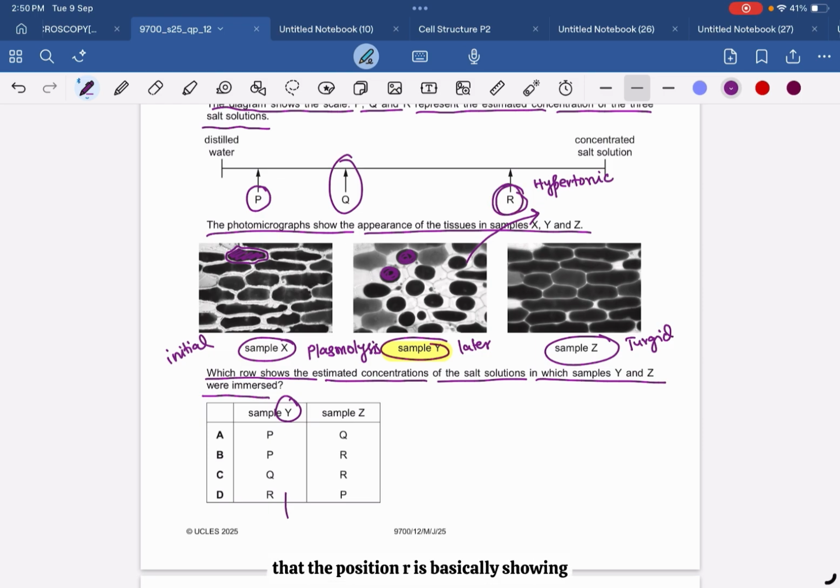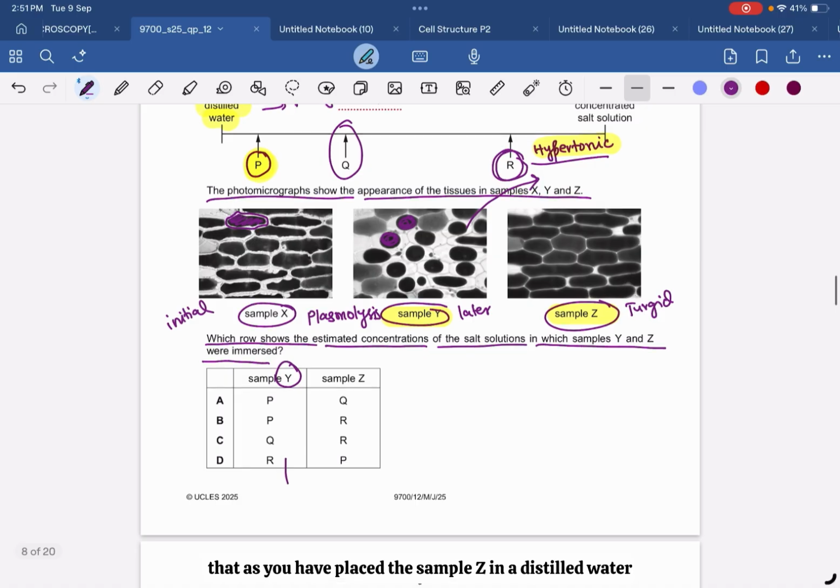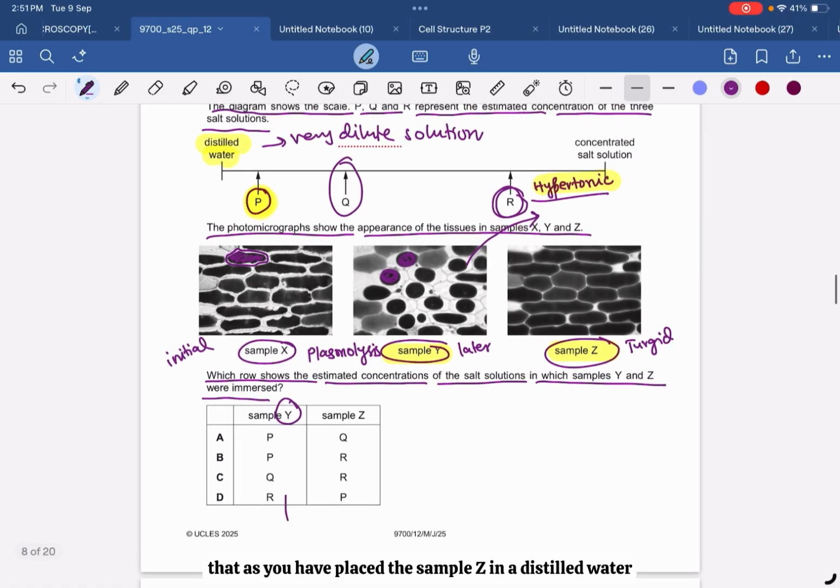So you can say that the position R is basically showing an intense hypertonic solution. And then if I talk about Z over here, Z is basically P. How is it P? Because distilled water is a very dilute solution, okay? So because of this, as you have placed sample Z in distilled water, which is a very dilute solution, let's say that it is a hypotonic solution, the water will enter the cells by osmosis and the cell will become turgid and the cell membrane will be pressed against the cell wall.